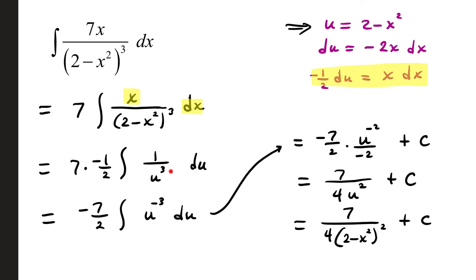To make it easier to integrate, I'm going to pull this u cubed to the numerator. It'll be u to the negative 3 power. And then our antiderivative, where we add 1, that makes negative 2. Divide by the result, negative 2, times our leading coefficient, negative 7/2. These negatives cancel. 7/4 u to the negative 2, but I'm going to move that u to the negative 2 back to the denominator so that the power is positive again. 7/4 times our substitute squared, plus c.